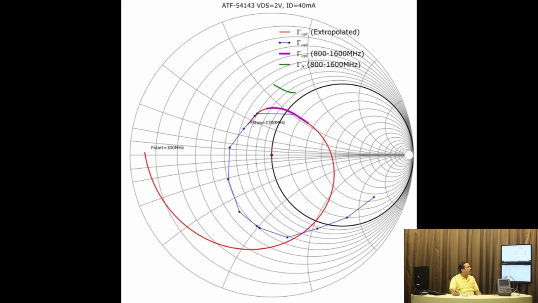So you got gamma source, which is very close to the gamma opt. So I hope that with this we will have a reasonably well matched transistor for noise. And the next thing is to use this gamma opt and gamma source to figure out what sort of noise figure or noise temperature is achieved in our design.